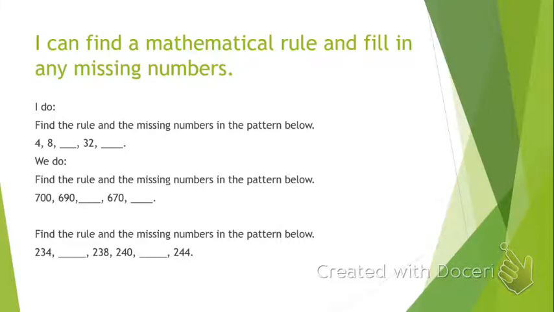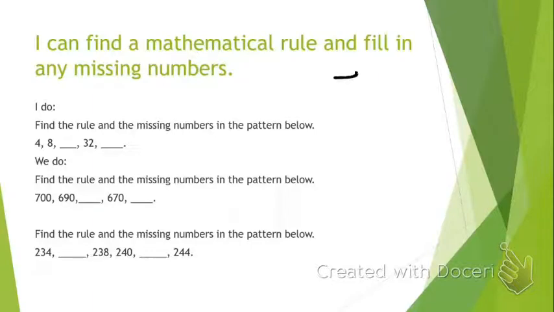So let's do this first one. I need to find the rule and the missing numbers in the pattern below. I'm going to do this first one, and I just want you to watch, okay? So first things first, I need to decide, is it increasing or decreasing? Well, it starts at 4 and it goes to 8, meaning it's getting bigger, so it's increasing.